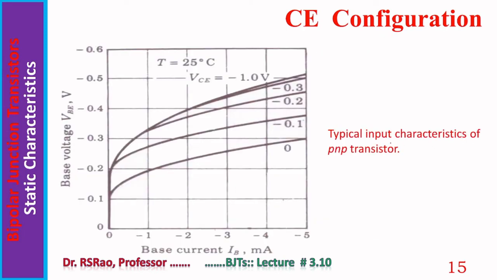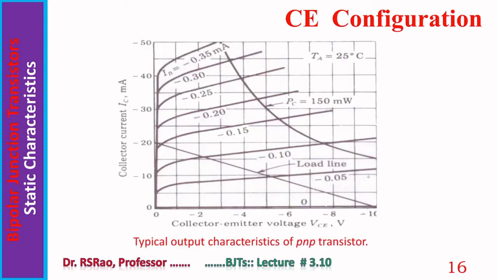Here are shown typical input characteristics: base current versus base voltage for different values of collector to emitter voltage. This is also similar to forward biased diode characteristics. Exponential rise in current with voltage. Not much is available to discuss further.